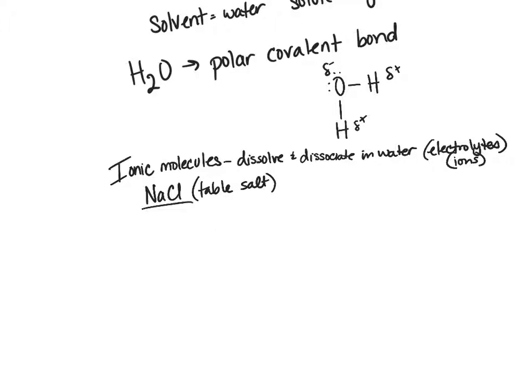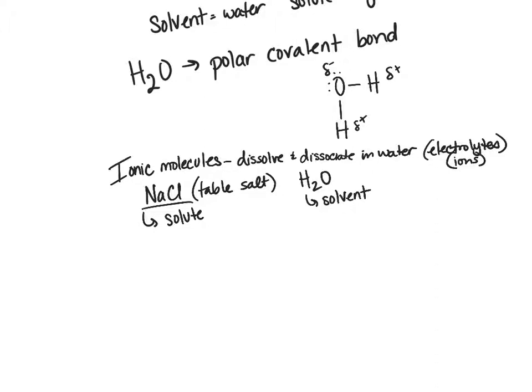So let's take a look at our example of sodium chloride here. So sodium chloride is our ionic molecule. It's an electrolyte, and so this is our table salt. So if you can imagine taking table salt, sticking it in a glass of water, stirring it, it's going to dissolve it. And again, in this case, our sodium chloride is going to be our solute, and then our H2O is going to be our solvent.